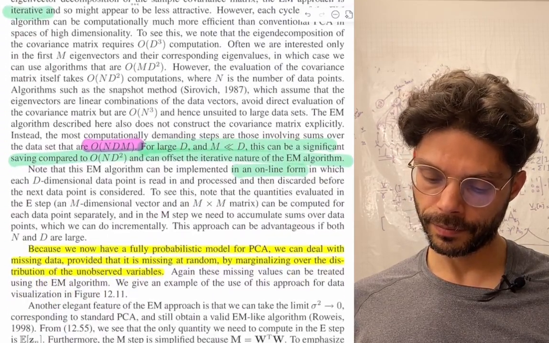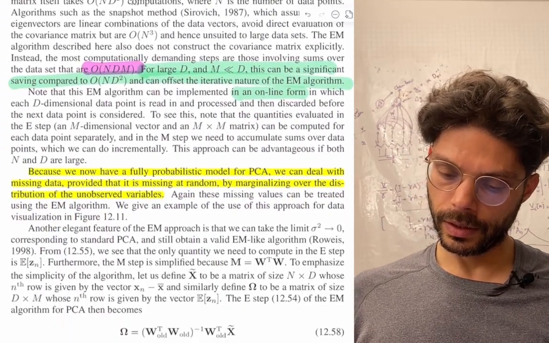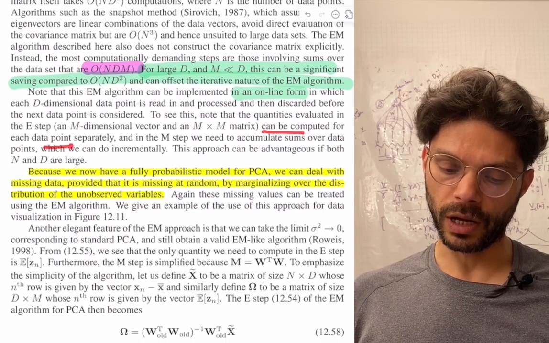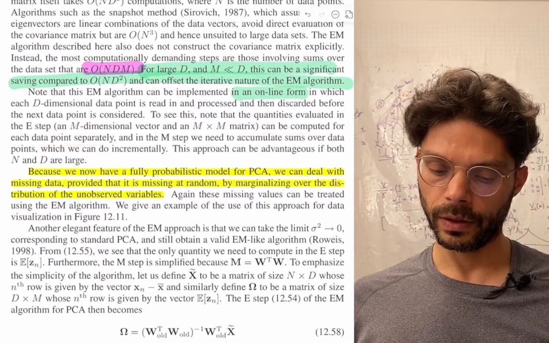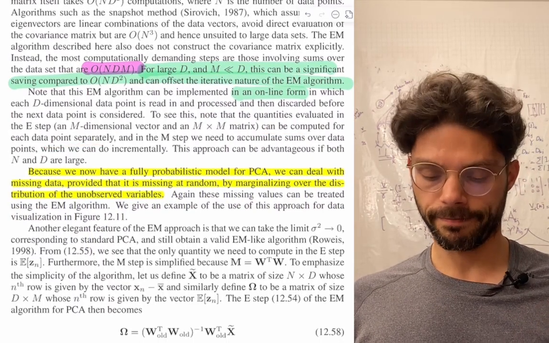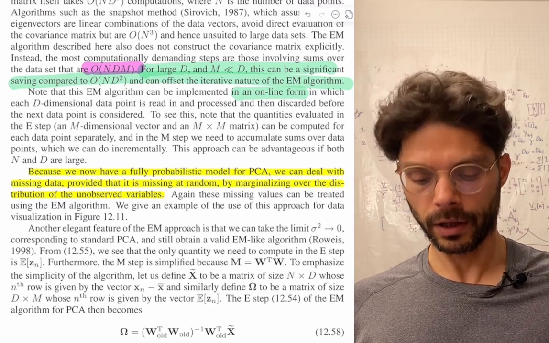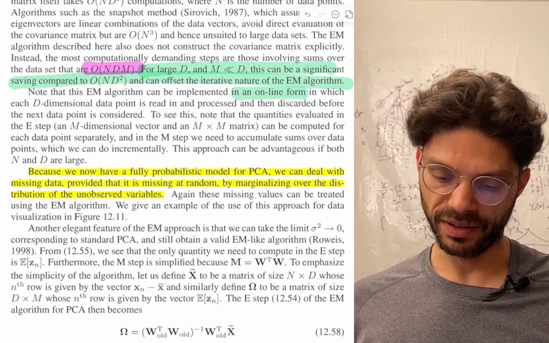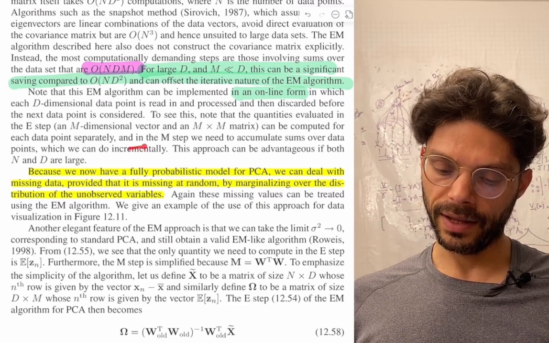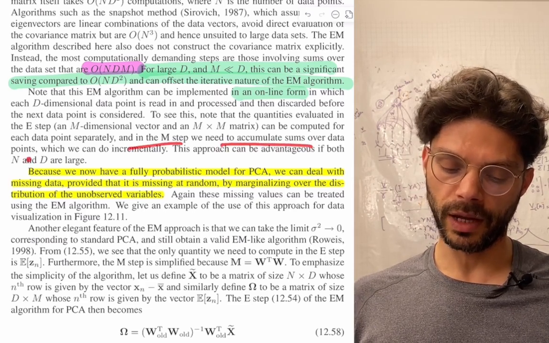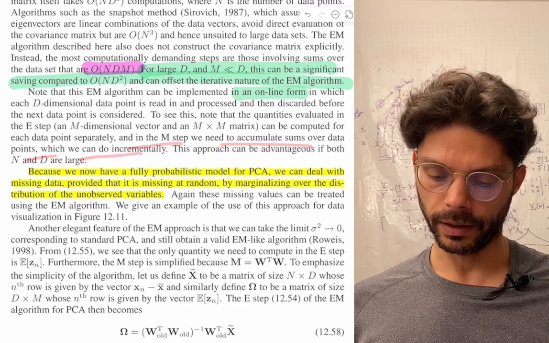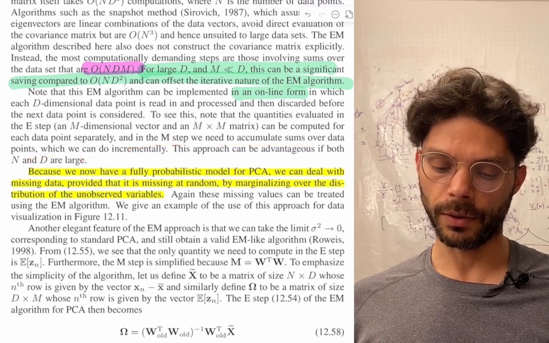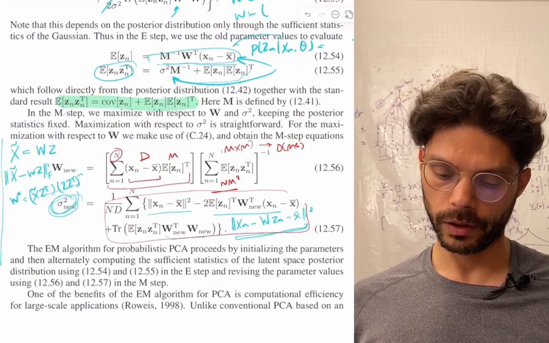Can be computed for each data point separately, right? Because they're computed on a data point basis. And in the M step, we need to accumulate sums over data points, which we can do incrementally. This approach can be advantageous if both n and d are large.